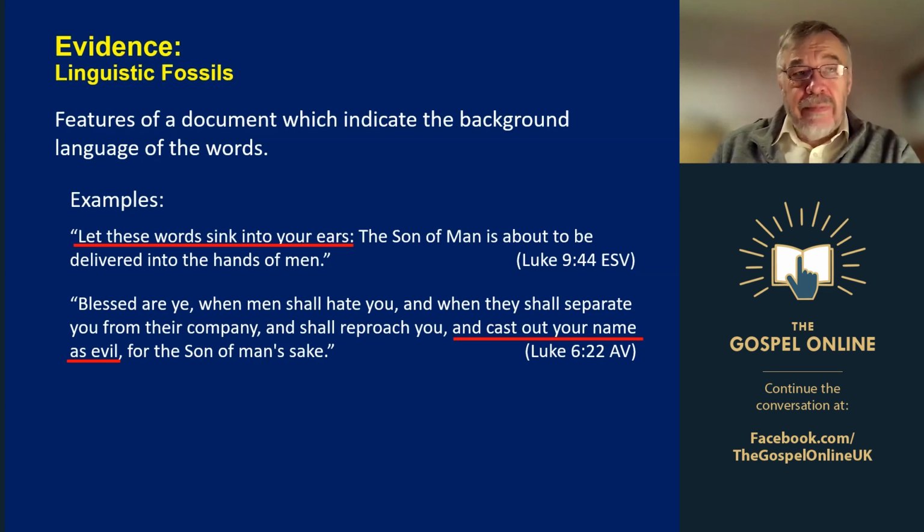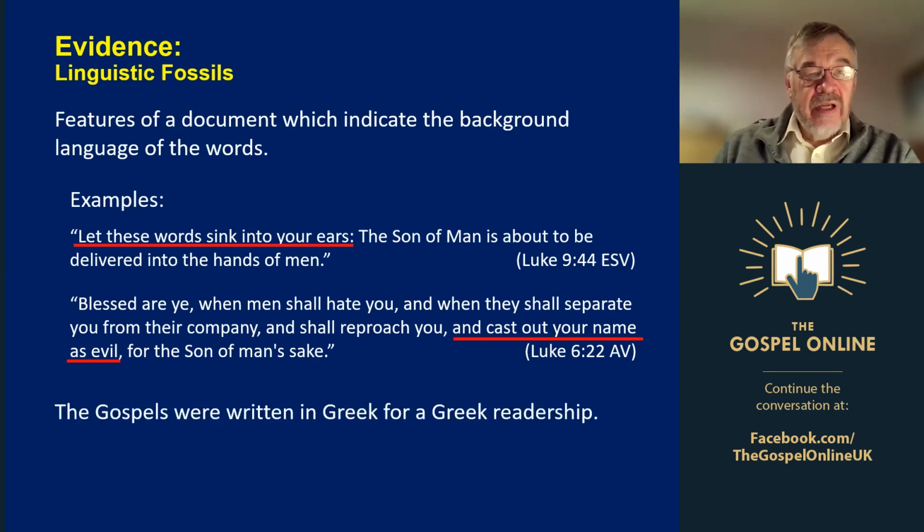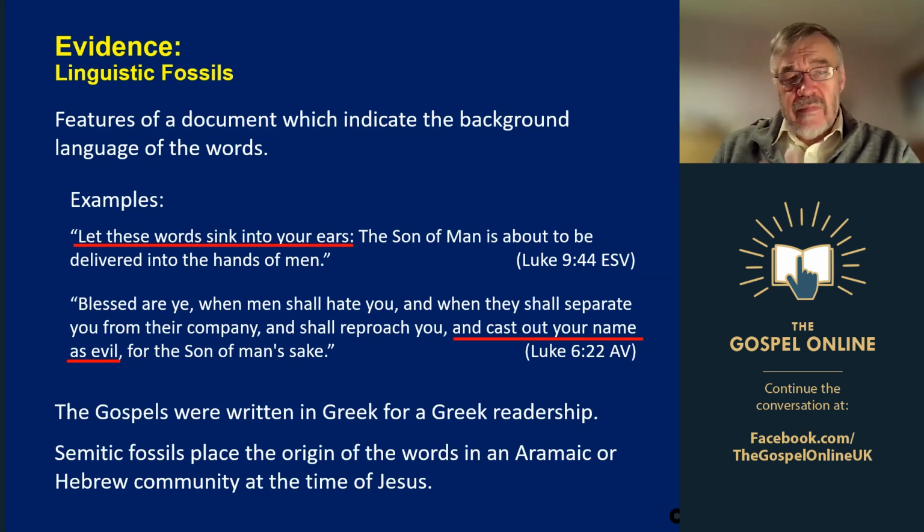If they'd been made up, then this kind of Aramaism, these Semitisms would have disappeared. So the fact of these Semitic fossils there places the origin of the words that are being reported in the Hebrew or the Aramaic community that Jesus belonged to at the time when Jesus was there teaching.